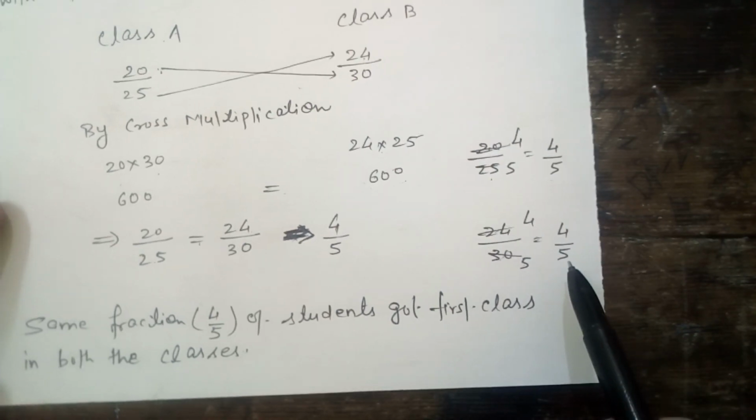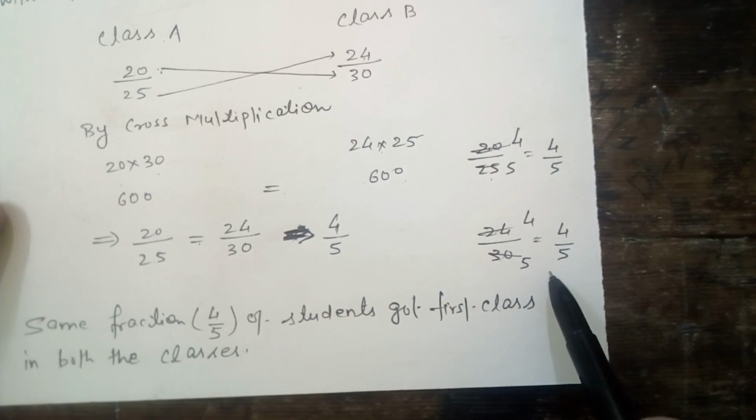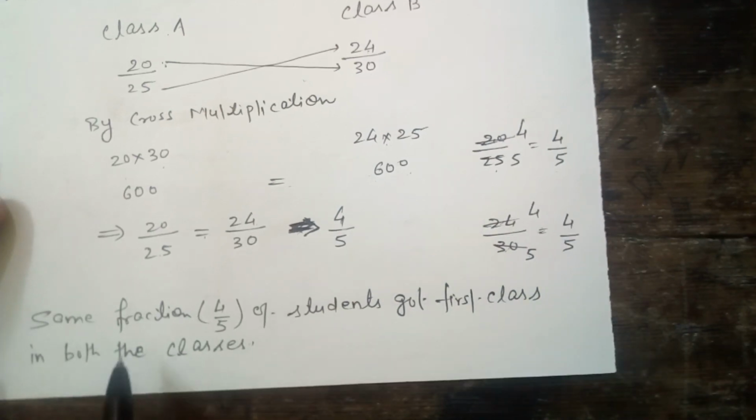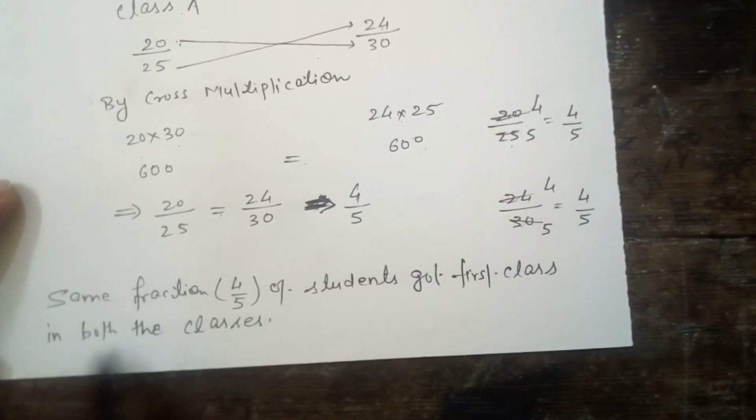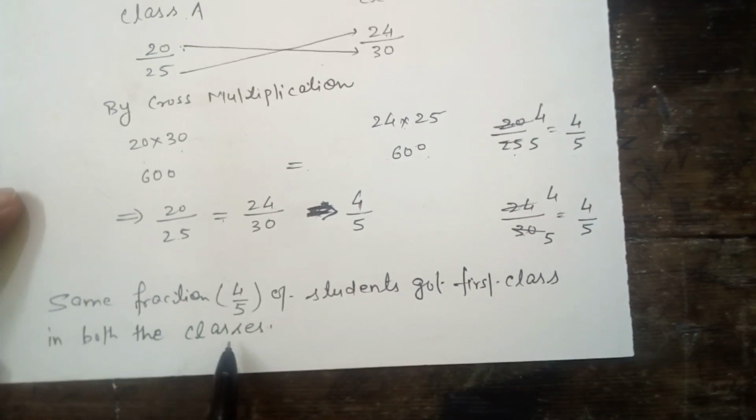So my dear student, your answer is the same fraction, that is 4 upon 5 of students got first class in both the classes.